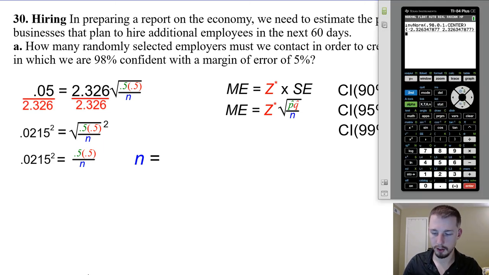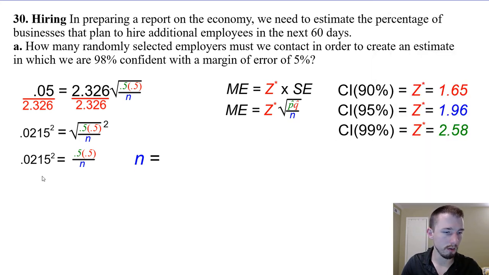So in the calculator, that's going to be 0.05 divided by 2.326, okay? And that's where I get this value. And then to get rid of the square root, I want to square both sides. So I'm going to take that value and square it. All right, and then now I want to switch the order of these two. So pretty simple, just dividing both sides and multiplying both sides by n.